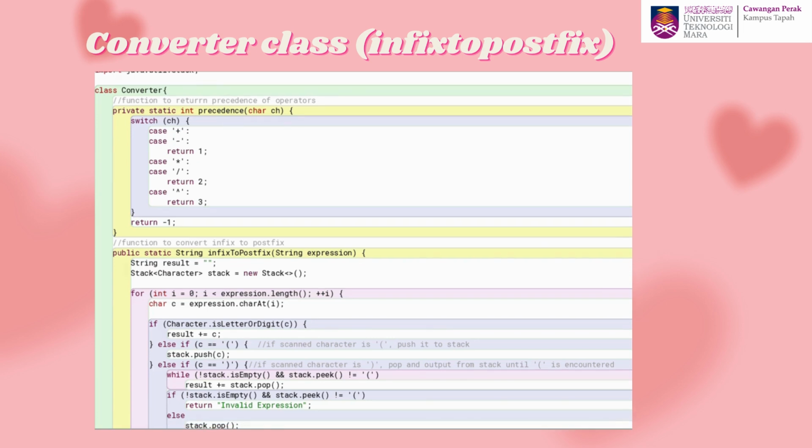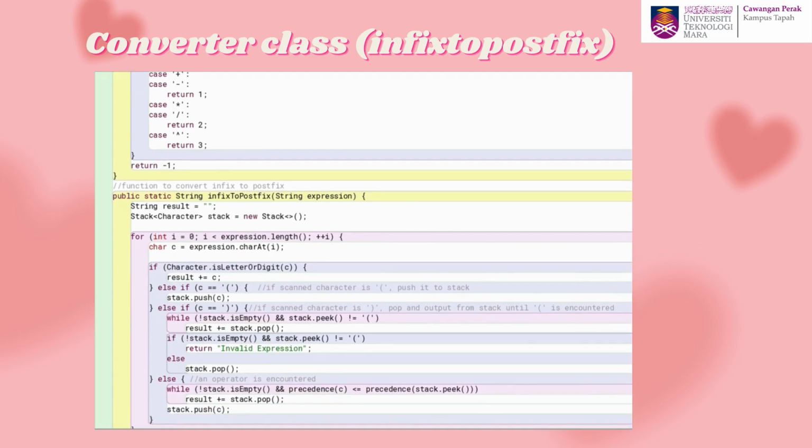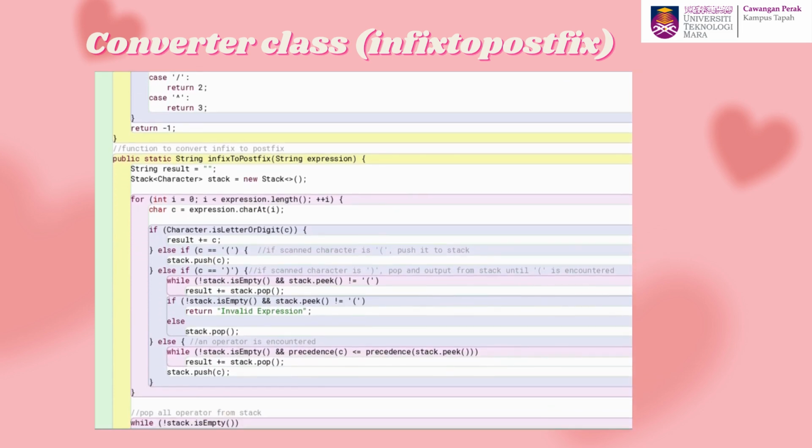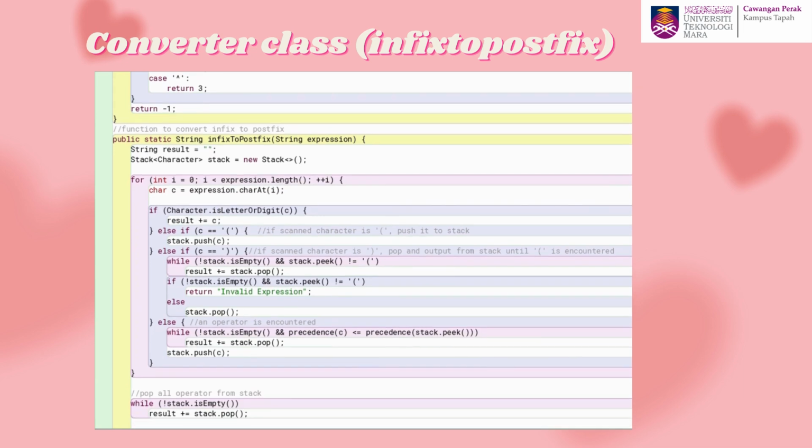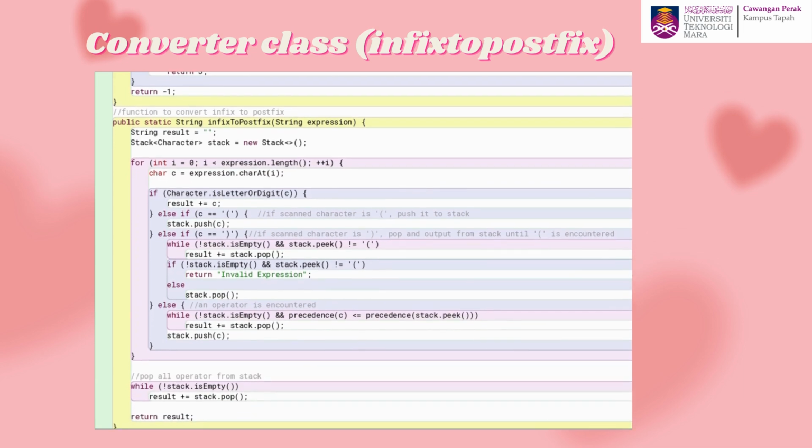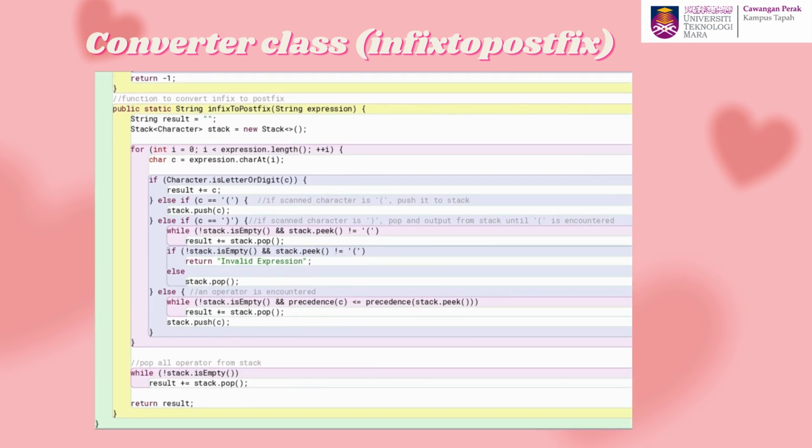This infix to postfix method is the main function that does the conversion. It uses a stack to handle operators, looping through each character in the expression. If it's a letter or digit, add it to the result. If it's an opening bracket, push it to the stack. If it's a close bracket, pop until the opening bracket is found.